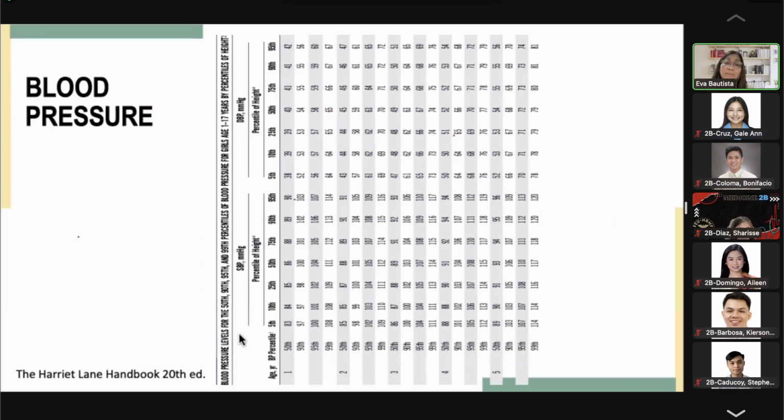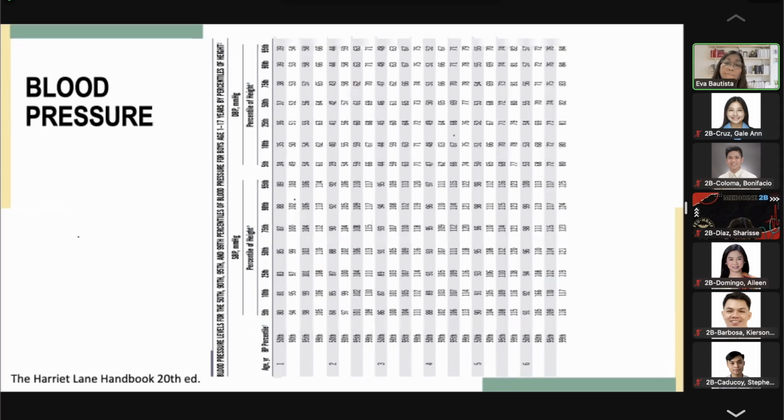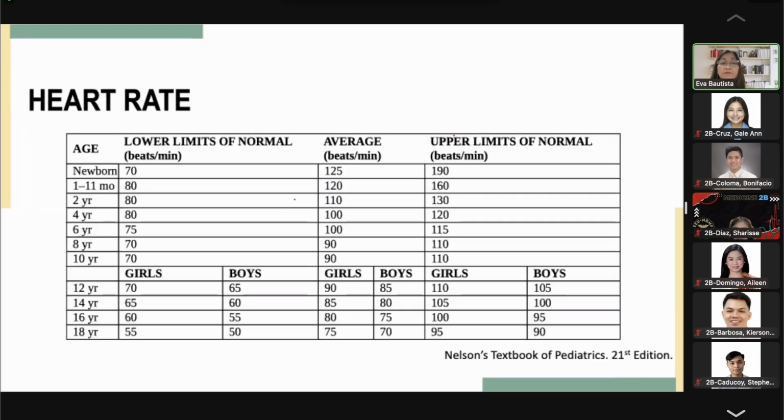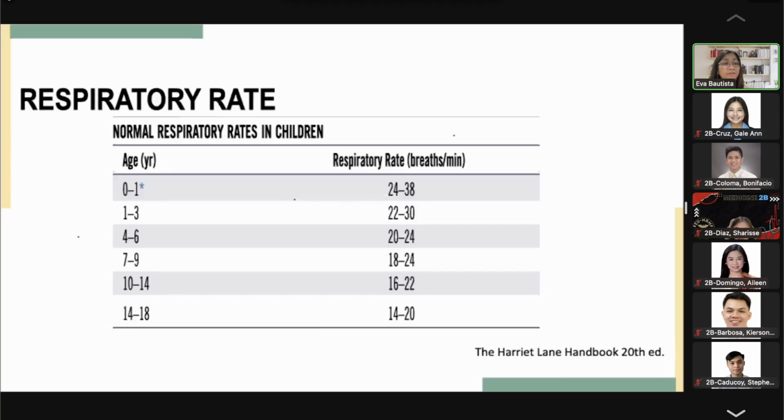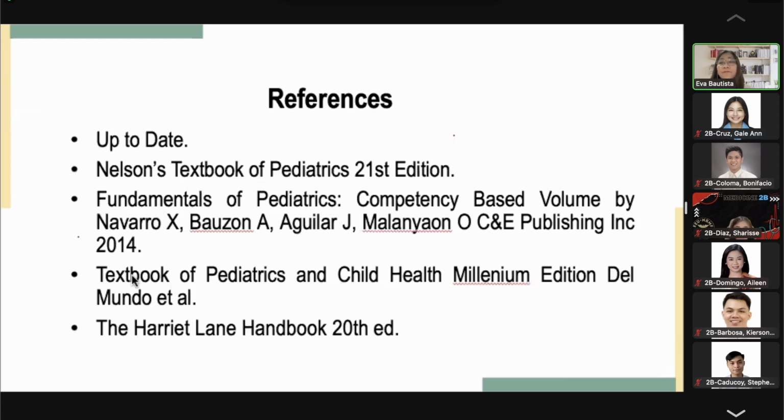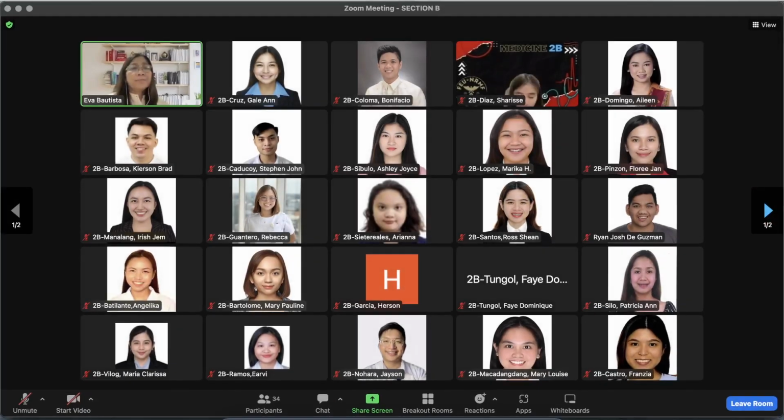So we also look at the blood pressure, systolic and diastolic. You see it is age specific, and that's the range of the BP of the infant. And then we have the values for the heart rates as part of the vital signs, okay? But not actually part of the growth, okay? Just the measurements, okay? And that will be all. These are the references. So, let's stop share.